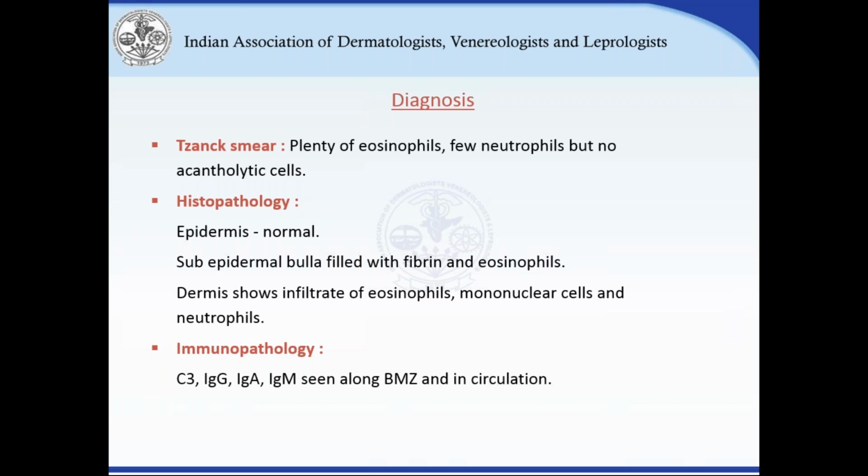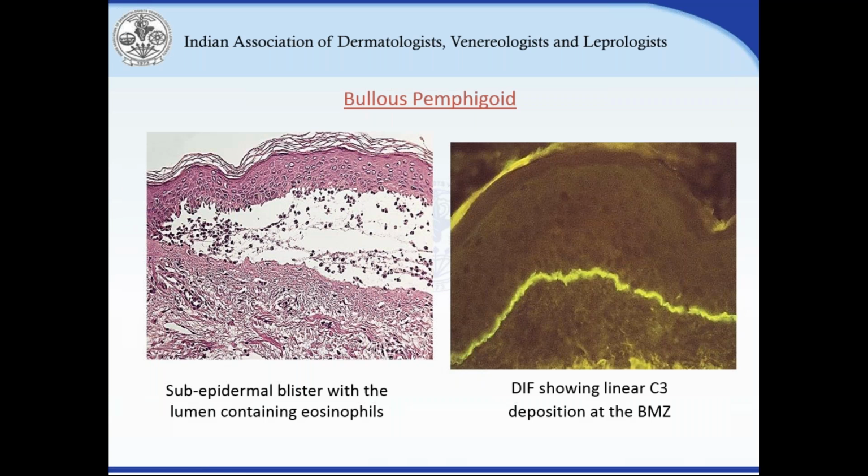The blister is formed because of separation of the basement membrane zone from the basal cells. The entire epidermis is separating from the dermis. No individual cell is separating. On histopathology, the epidermis is normal, because the separation is from the base of the epidermis entirely. The subepidermal bulla is filled with fibrin and eosinophils, and the dermis shows infiltrates of eosinophils, mononuclear cells, and neutrophils. I'll show you here. You see, the epidermis is intact. It's just a separation from the top of the dermis.